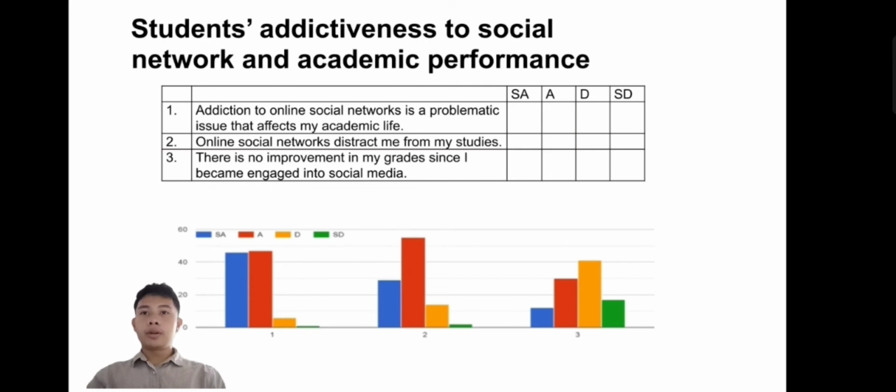In the second question, whether online social networks distracted them from their studies, 29 among the participants strongly agreed to that statement, and 55 agreed, while 14 disagreed and only 2 strongly disagreed. On the last and final question, asked whether there was no improvement in their grades since the engagement of such social media networking sites, 12 among the 100 strongly agreed, while 30% only agreed. 41 disagreed and 17 among them strongly disagreed. The data provided are interconnected with the advantages and disadvantages of social media, which supports our third objective.